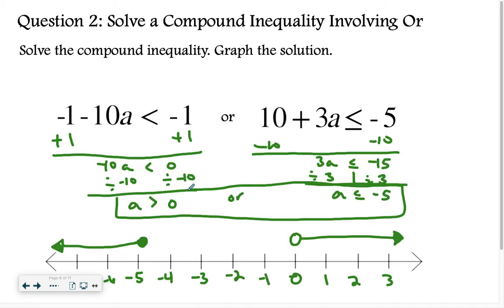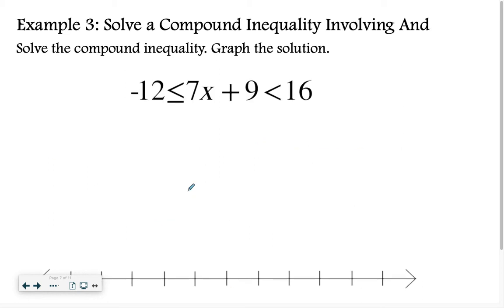Okay, hopefully for this problem you ended up with a is greater than 0 or a is less than or equal to negative 5, and then your graph looked something like what I have down on the bottom. If not, please don't hesitate to ask for some help. I'm more than happy to help you. Let's look at example 3.